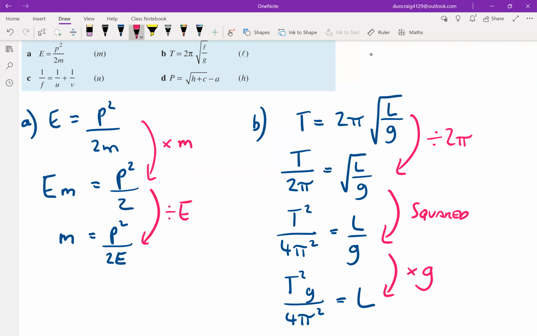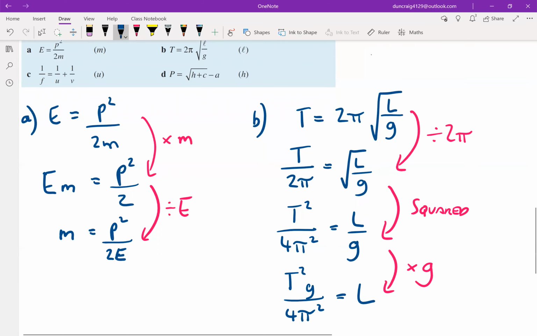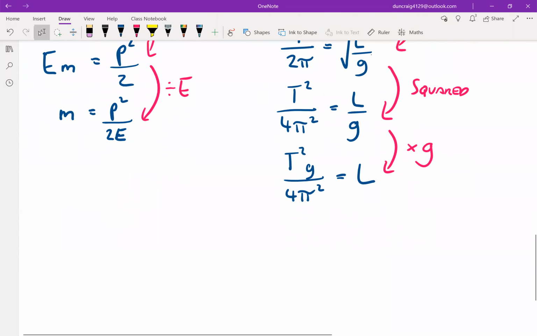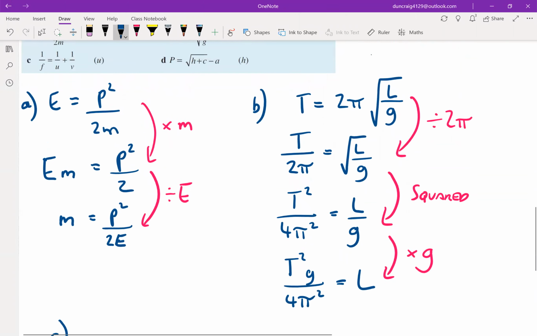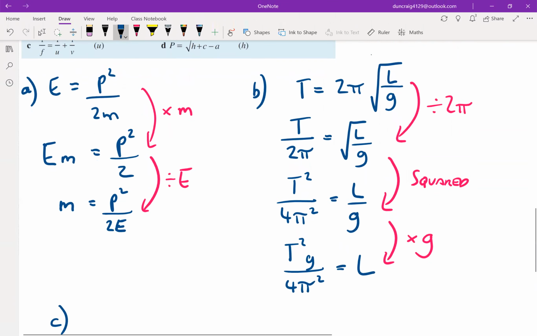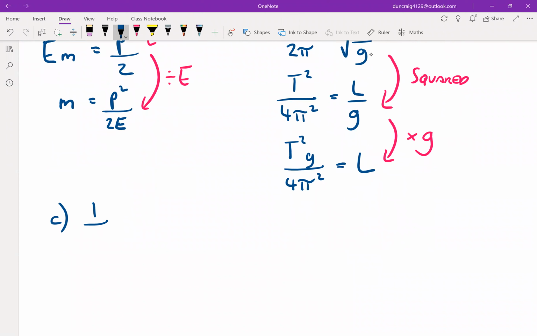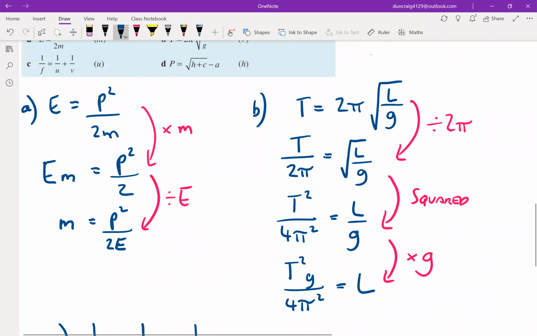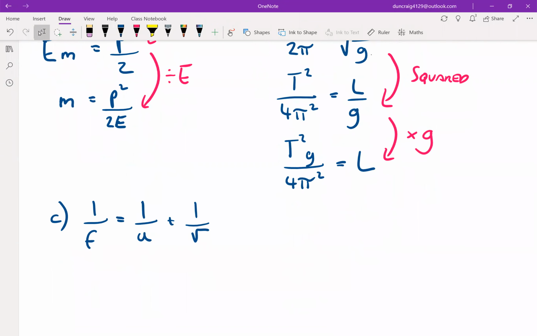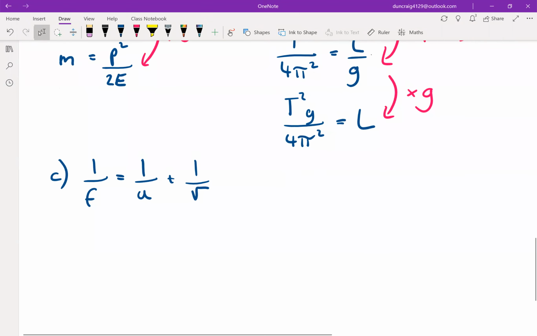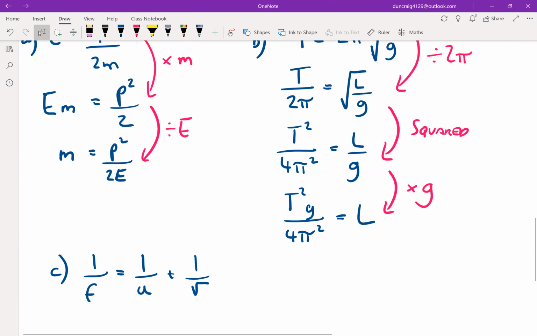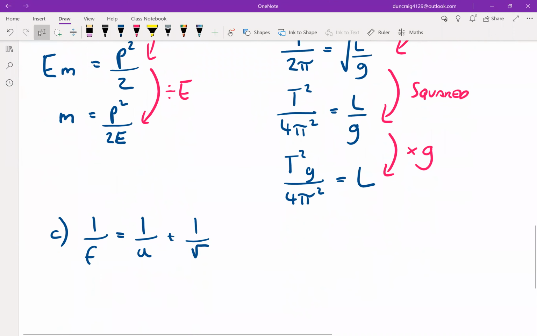Alrighty, let's have a look at part C here. So this one's a doozy. All right, so let's see, it's that formula from before in the previous lesson. So 1 over F, I think this is a film one, 1 over U plus 1 over V. Let's check that. FUV. Cool. And in this one here, we want to make U the subject.